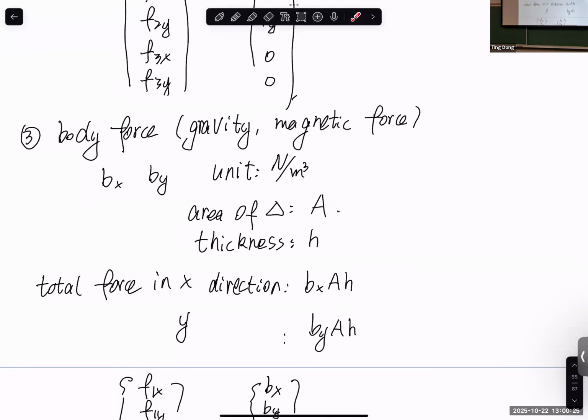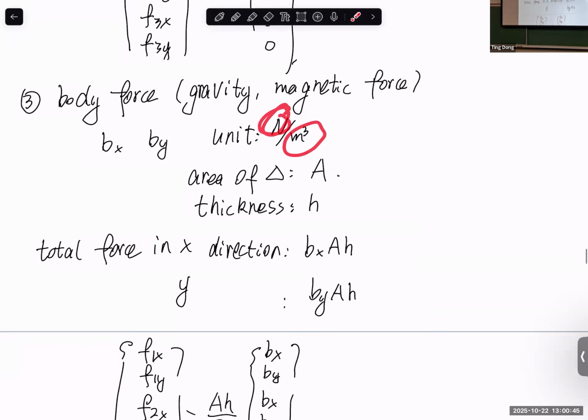The third one is body force. Body force we can consider as a uniform distributed force over the volume. In a real life example, it could be gravity, it could be magnetic force, just a different direction. It doesn't matter. Since it's a uniform distributed force over the volume, the unit we use is force per unit volume. Let's assume that the area of the triangular element is A and the thickness is H. Same thing: we already derived shape functions n1, n2, n3, so you can integrate n1 times the distributed force.